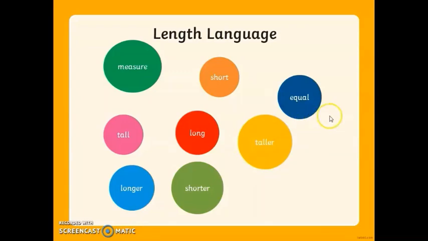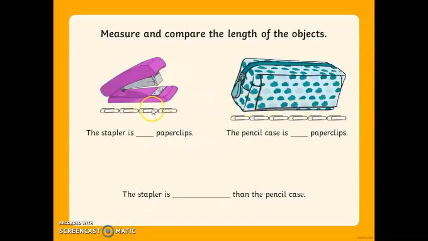Let's do a further activity, in which, as you can see, I have two objects in front of me, a stapler and a pencil case. Now I will measure the length of these two objects with the paper clips, as you can see in the picture. For the stapler, would you like to count with me how many paper clips there are? 1, 2, 3, 4. Therefore I will write the number 4 in this blank.